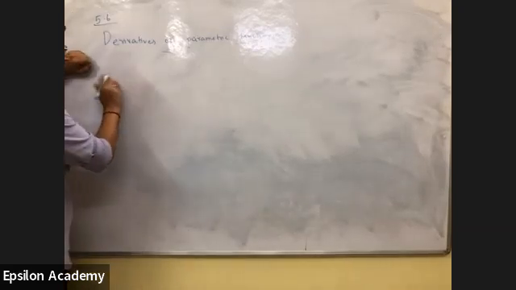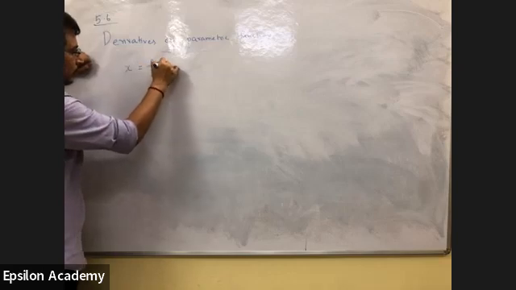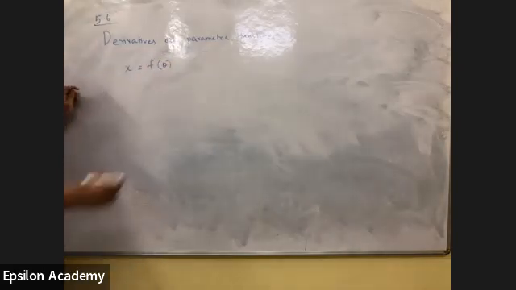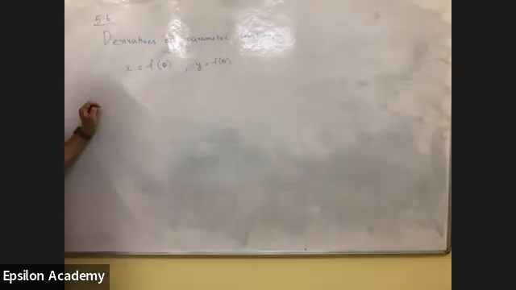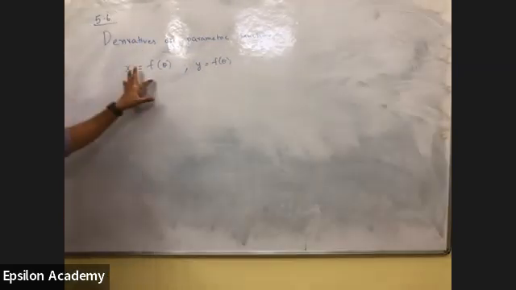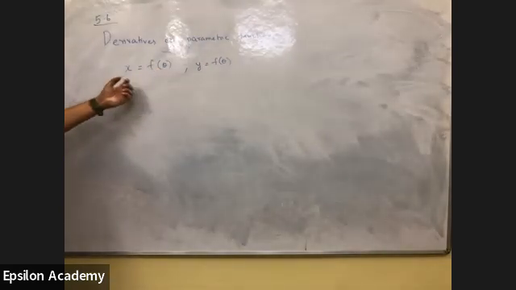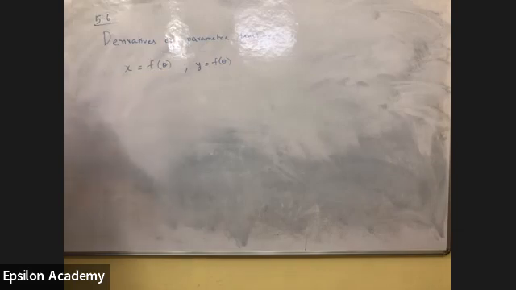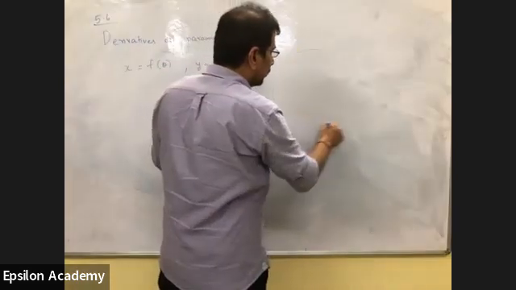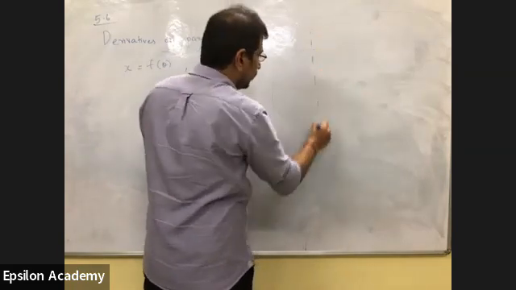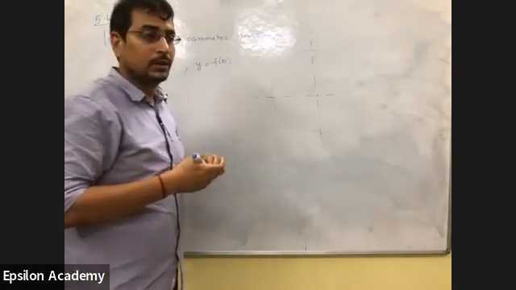So if I take x as a function of some variable theta, and if I take y also as a function of the same variable theta, then you say that these two are parametric equations for a given curve in terms of x and y. Let me give you an example for it. You have a circle, and for the circle, right?